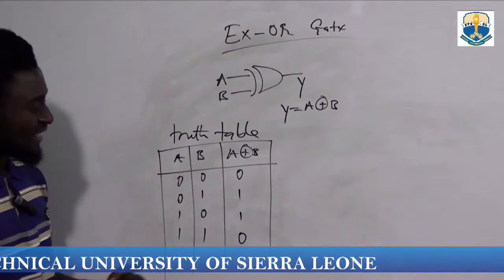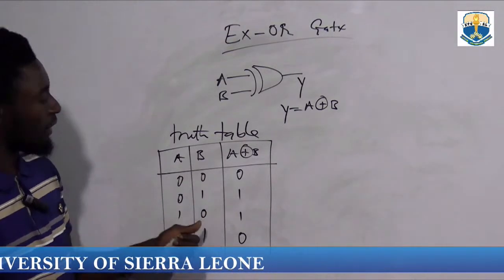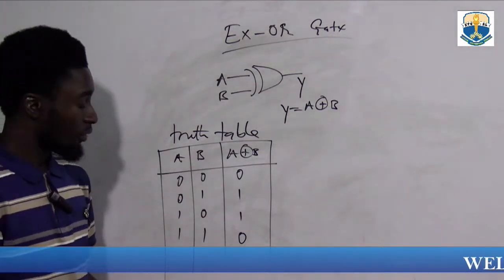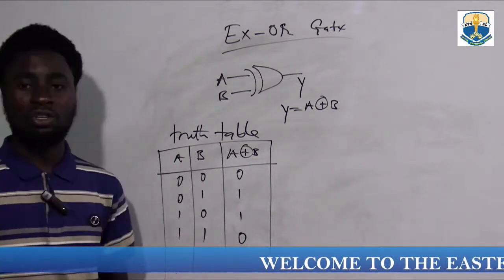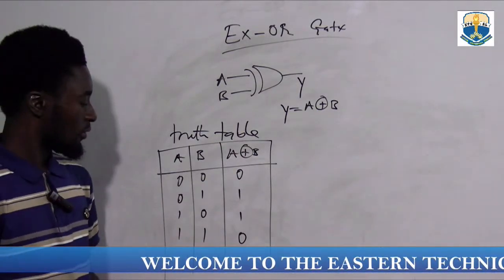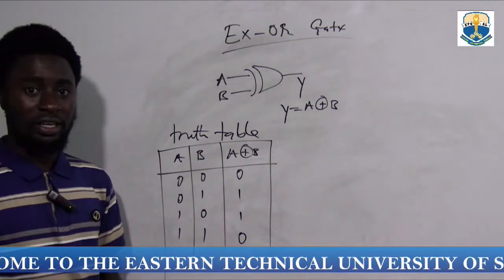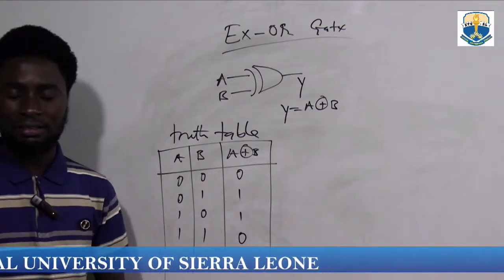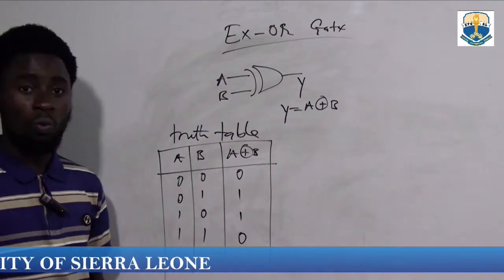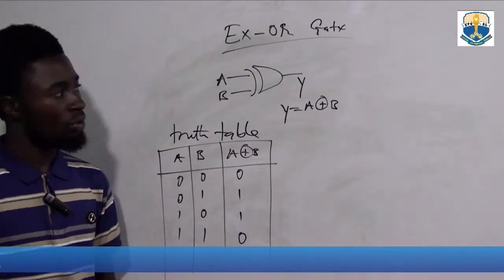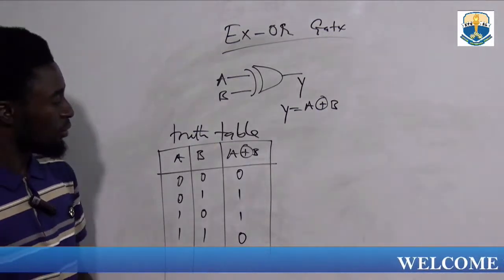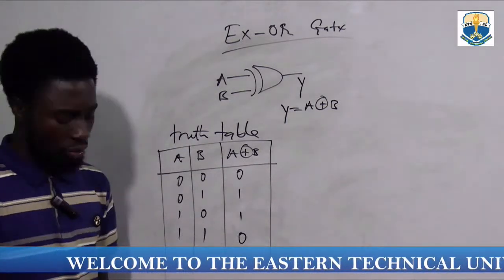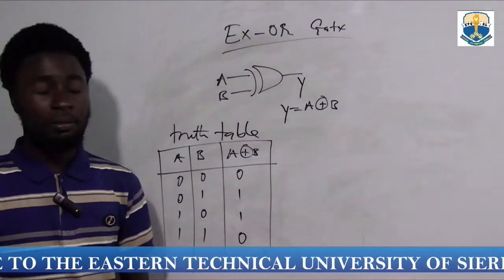So it is saying it will only be on when one of the inputs is on, let's say one input is on and the other one is off. But when both inputs are in the same condition, either 0 or 1, we say the output will be 0. So this is the truth table for the exclusive OR gate. So let's try to look at the truth table for exclusive NOR.